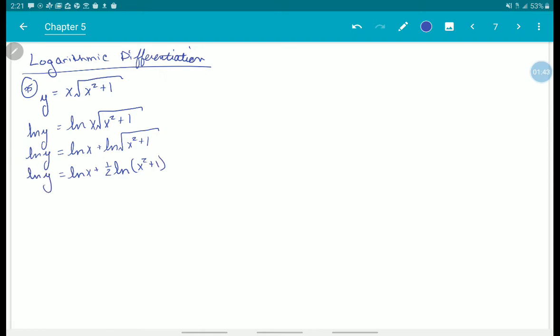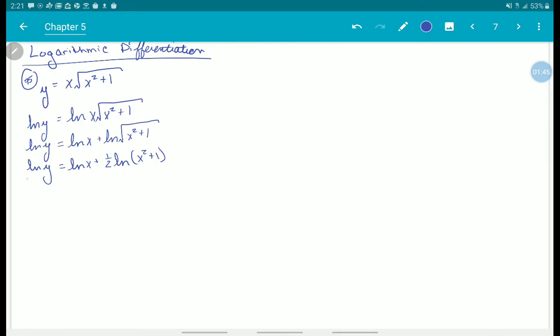So now this is going to be easy to take the derivative of. The derivative of the ln of y, that's implicit differentiation. That's just going to be y prime over y. The derivative of ln of x is 1 over x. And then when we take the derivative of the ln of x squared plus 1, remember it's du over u. So the derivative of our u is 2x, and then our u was x squared plus 1.